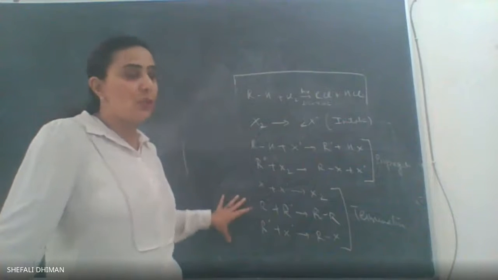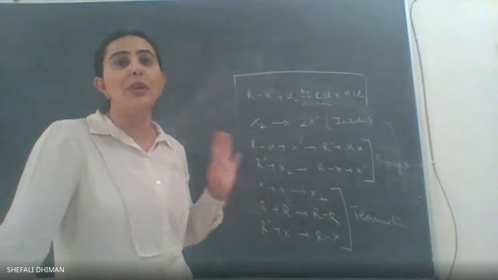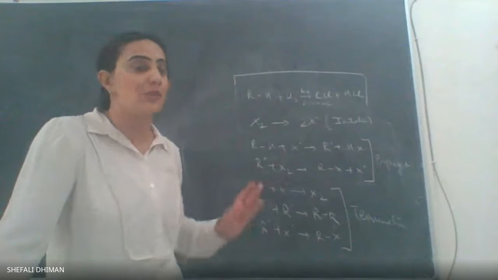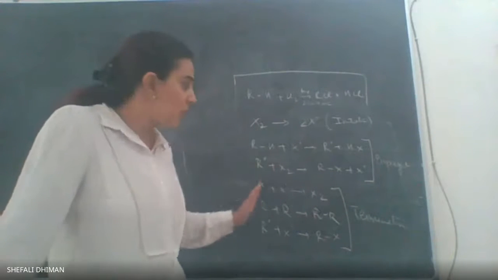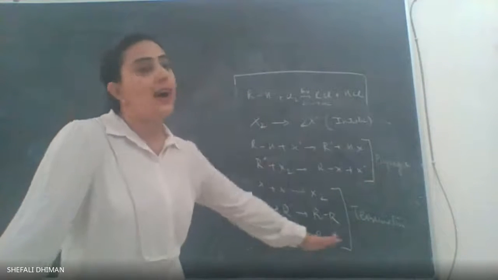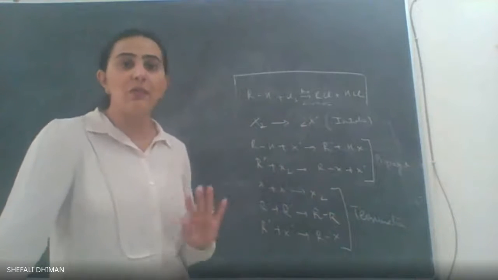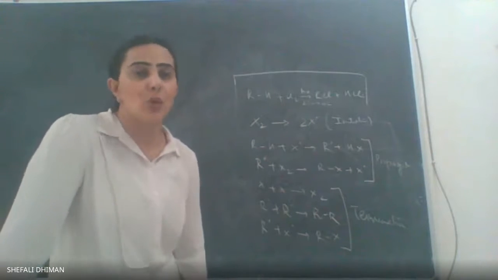And how will the termination happen? The termination will happen when the radicals are going to be quenched, when the radicals are going to be finished by forming neutral species. They could form a halogen, they could form an R-R bond, or the R-X, a neutral species. So once the radical is finished, we'll say the reaction is over.